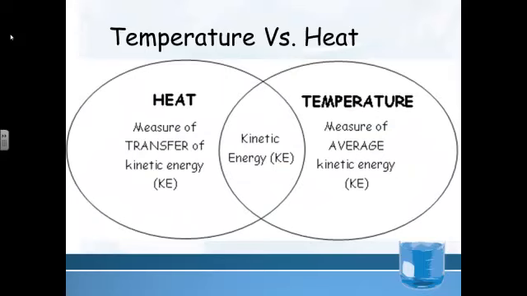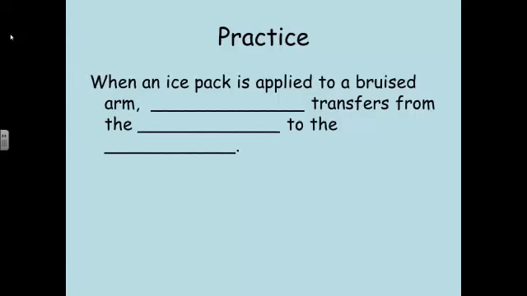If we look at a Venn diagram, we can see that the two have in common kinetic energy. Heat measures the transfer of kinetic energy, while temperature is the measure of the average kinetic energy. When an ice pack is applied to a bruised arm, heat transfers from, as we said, a body of higher temperature to lower temperature. So therefore it would be from the arm to the ice pack.